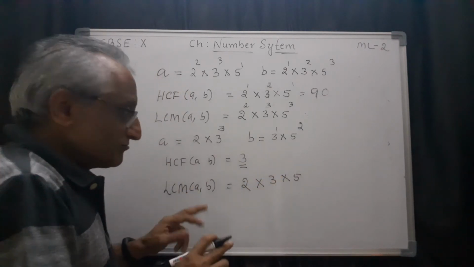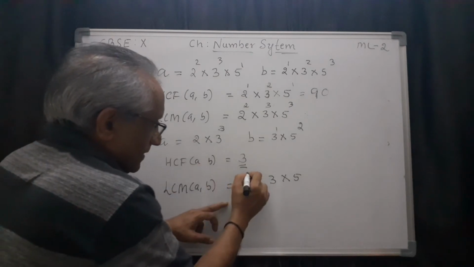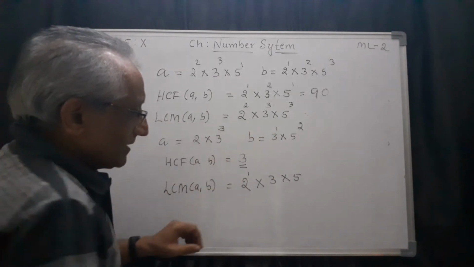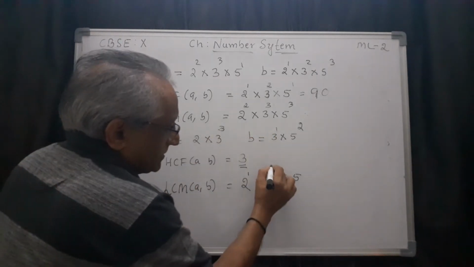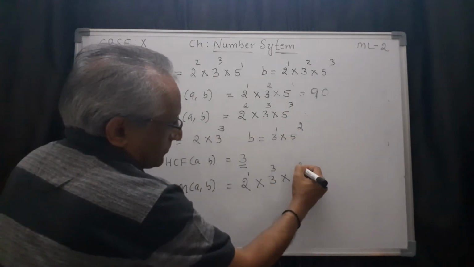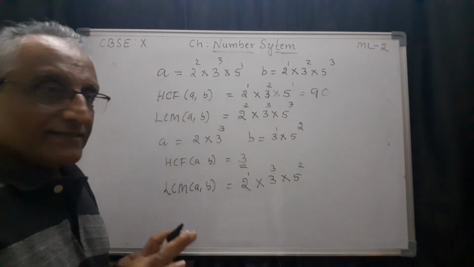This is the difference. 2 power here is 1. Then 3 cube and 3 power 1. I have to write the highest power. So this is 3 cube. And 5 is not here but 5 is here, it is 5 square. So the technique is this.